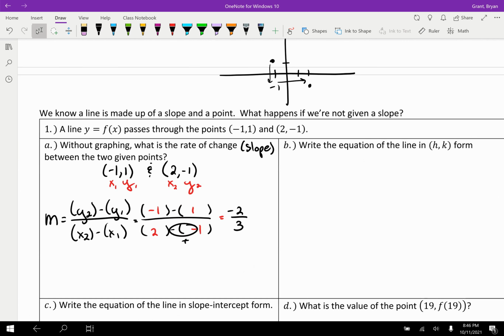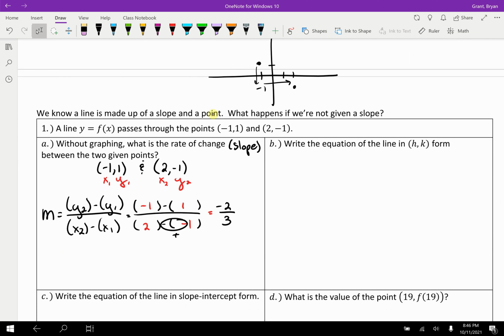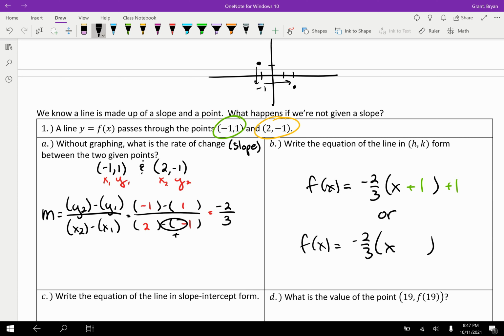Once we found that slope, if we're asked to write the equation of the line in HK form, life gets pretty easy, right? F of x equals, we need our slope first, that's negative 2/3, and then the point. But wait, we have 2 different points, this one and this one. Which one do we use? If we did this in green, opposite of h is plus 1, keep the k the same, that's a positive 1, or is it going to be f of x equals negative 2/3, and then we do it in yellow, 2 is positive, so it shows up as a negative, and minus 1. Which one's correct? Well, hopefully you're saying, I bet they're both correct.